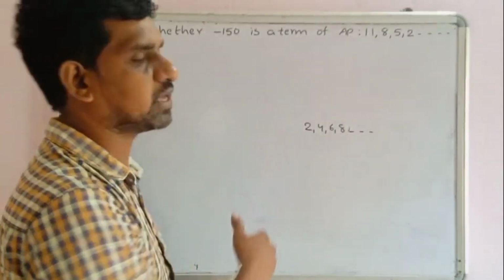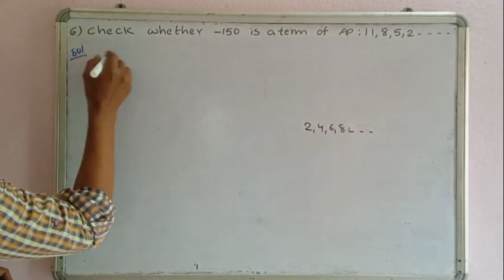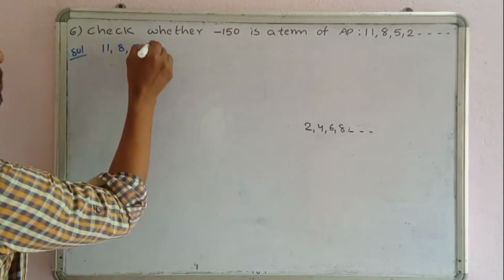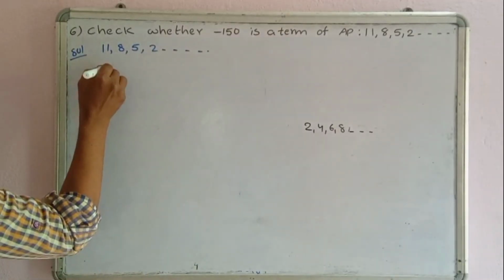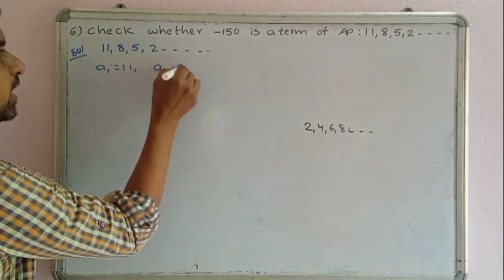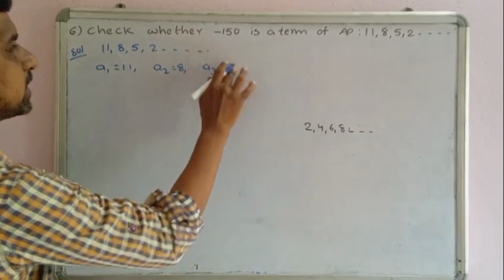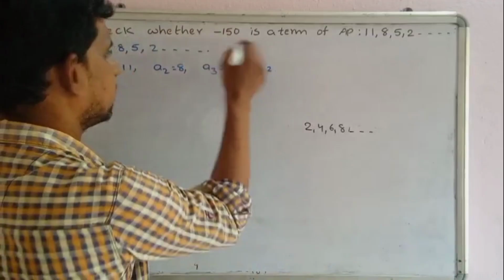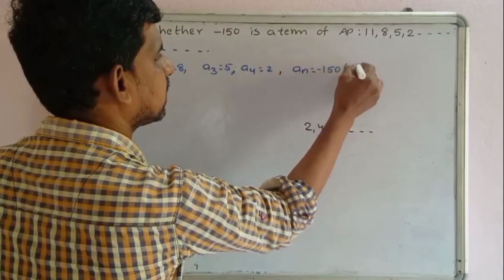Okay. So now we will check that one. See, now what is the given series? The given series is 11, 8, 5, 2, and so on. Here what is the first term? A1 equals 11, A2 equals 8, A3 equals 5. Okay, next A4 equals 2. Let us say AN, so minus 150 is the last term. Let AN equal minus 150.